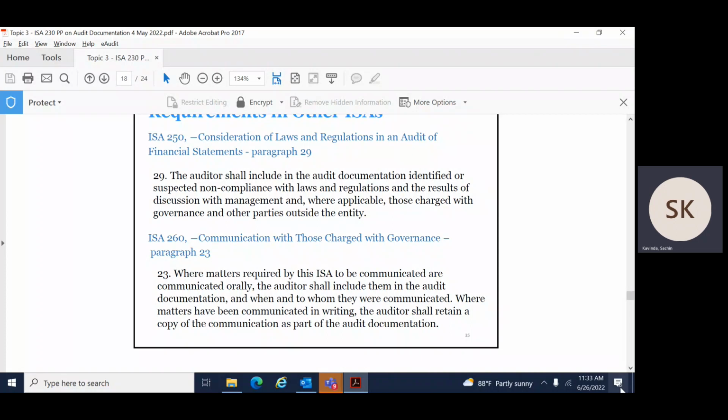That is for ISA 260. ISA 300, planning an audit of financial statements, paragraph 12. The auditor shall include in the audit documentation the overall audit strategy.